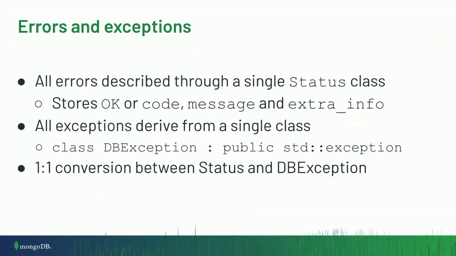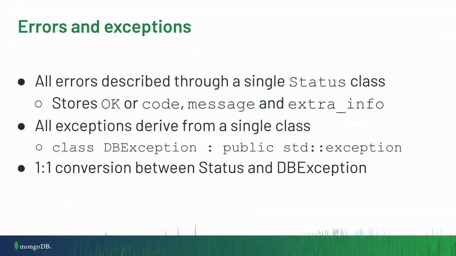So we have adopted two means for handling errors on the server. One is a class called Status. If you must return an error code, you cannot return int, where 1 means something, 2 means something else. You have to return an object of the type Status, and the Status is either okay or it contains an error code, a descriptive message, and possibly extensible error info. And same with exceptions. All the exceptions have to derive from a single class, which is called DBException. And there is one-to-one conversion between the two. Status can be converted to exception. Exception can be converted into status.